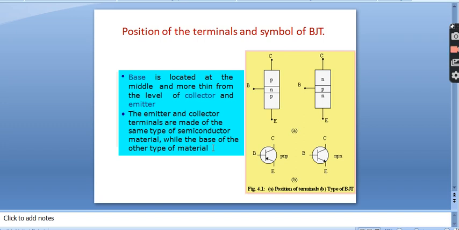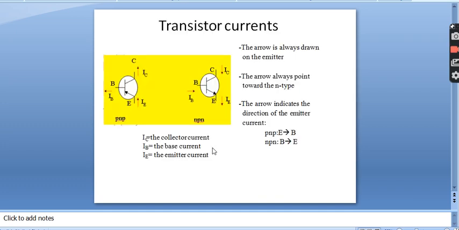So these are the three terminals: base, emitter and collector. Here the collector and emitter are made of the same semiconductor material, and the base is from the other material. Okay, next let's go to the transistor currents.